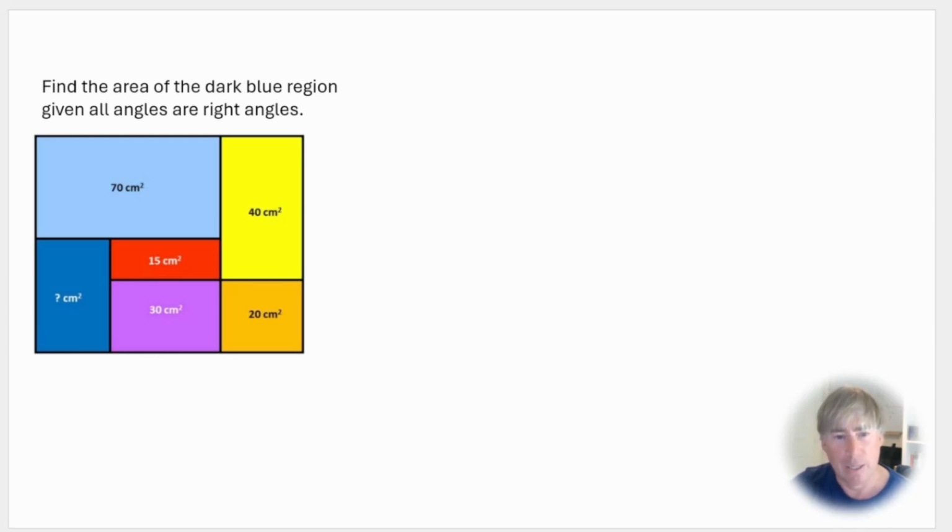This one is a quadrilateral problem with 4 right angles. So it could be a square, could be a rectangle, and inside we have a series of other checkered rectangles, different colours.